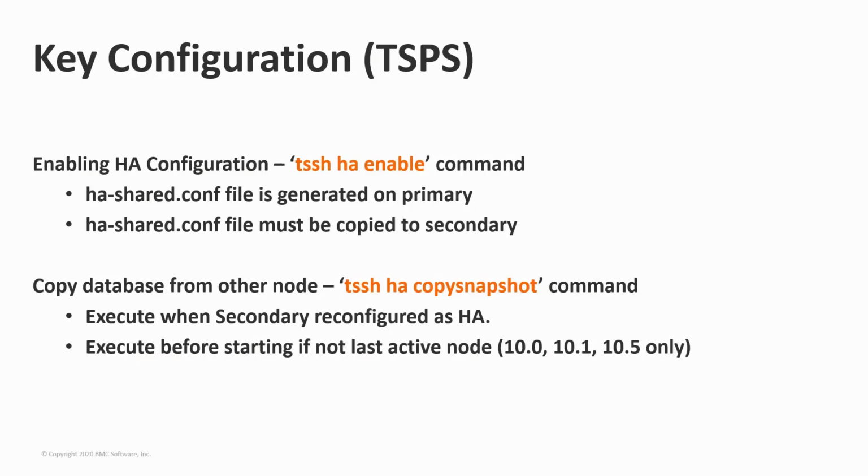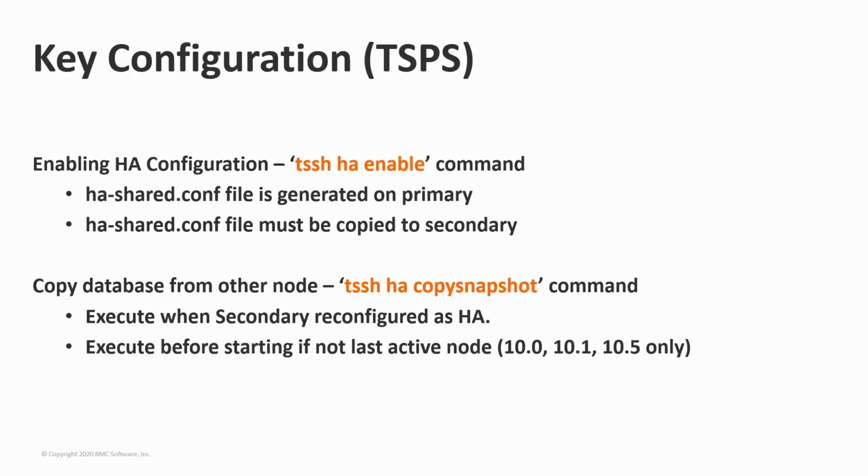If HA was not enabled at TSPS installation time, it can be enabled post-install with the TSSH HA configure command. Once TSPS has been installed on both nodes, stop both the TSPSs, start the database on the primary, and execute the command with the master option on the primary. It will reconfigure the primary and create a file, ha-share.conf, which will need to be copied to the secondary.